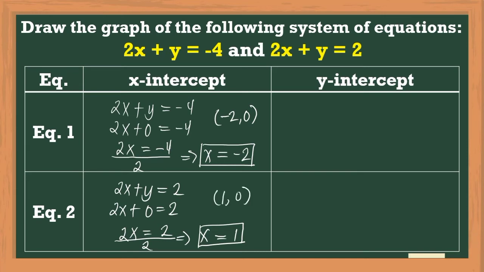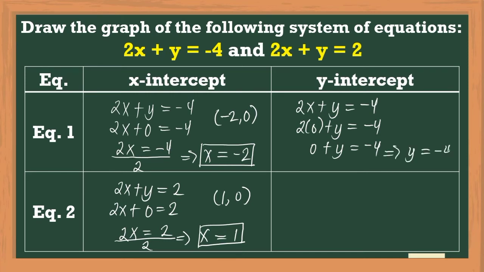Next, for y-intercept naman, equation number 1. So, 2x plus y equals negative 4. So, we set x to 0 naman, kabaligtaran. So, magiging 2 times 0 plus y is equal to negative 4. So, 2 times 0, that is 0, plus y is equal to negative 4. So, the value of y-intercept here is y is equal to negative 4.